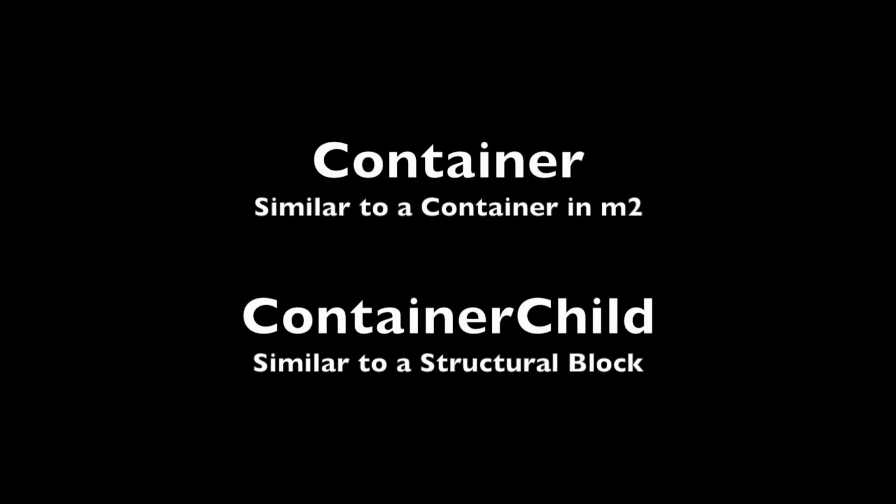This is done using what we call a container component and a container child component. A container is similar to the concept of a container in Magento 2 today, and a container child is similar to a structural block. The second phase, the compile phase, is where the PWA Studio tooling collects all the layout operations registered by extensions, resolves any possible conflicts between them, and then applies them to the UI.